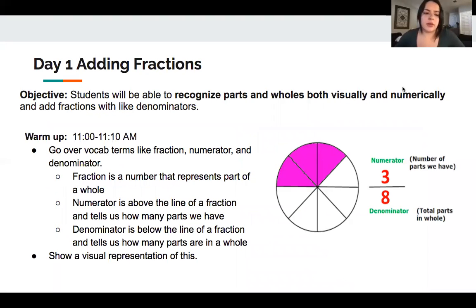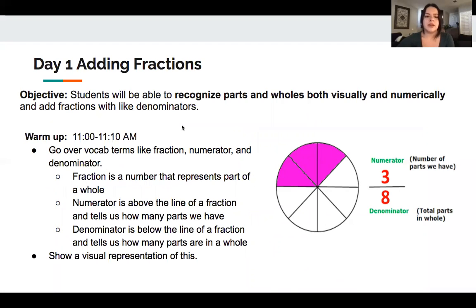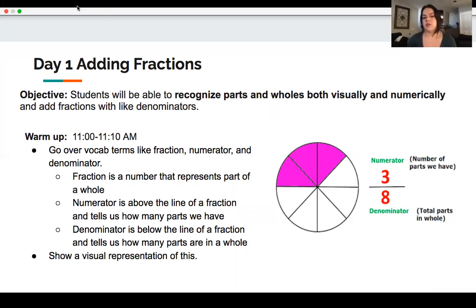So as my group member Lauren mentioned, on day one, we're going to be adding fractions. Specifically, we're going to be learning how to add fractions with like denominators. So for our objective for the day, students will be able to recognize parts and wholes both visually and numerically and add fractions with like denominators. So the first thing that they're going to do is a warm-up. This is going to be from 11 a.m. to 11:10 a.m. And we're going to go over vocab terms like fraction, numerator, and denominator.